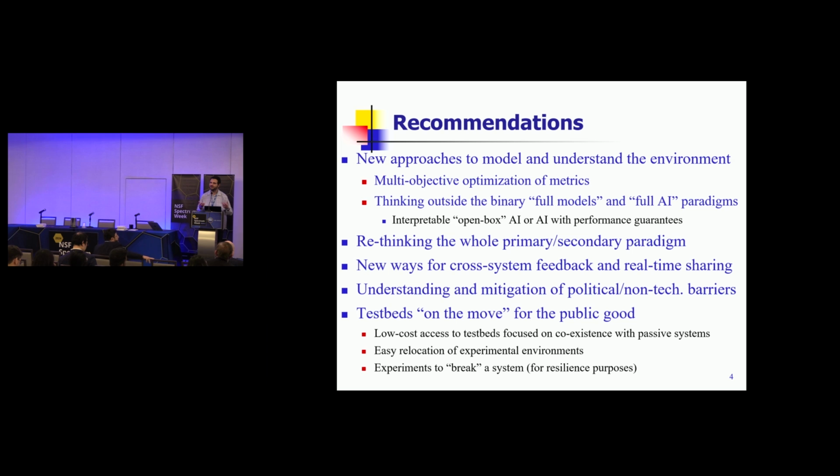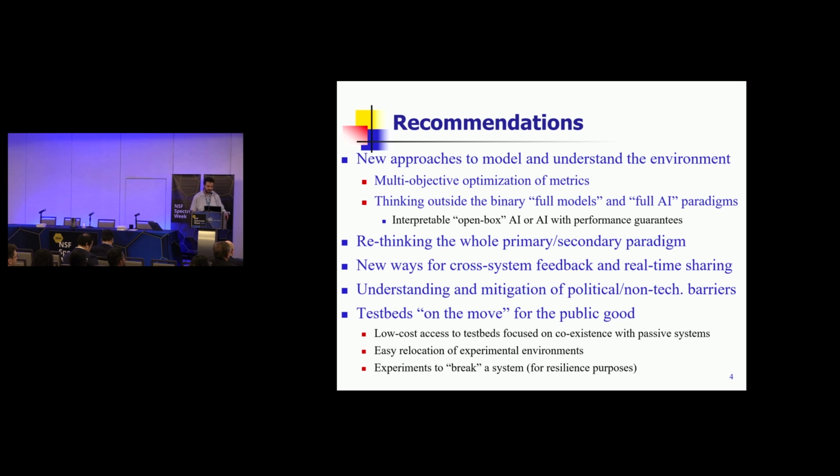But then we were like, okay, should we rethink this whole primary secondary paradigm? Maybe we should not make those designations, as opposed to saying, well, there is sharing and there are certain levels of resilience. And how does sharing work in that case? So rethinking that is important.